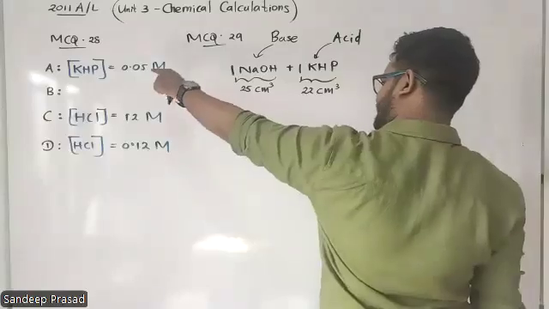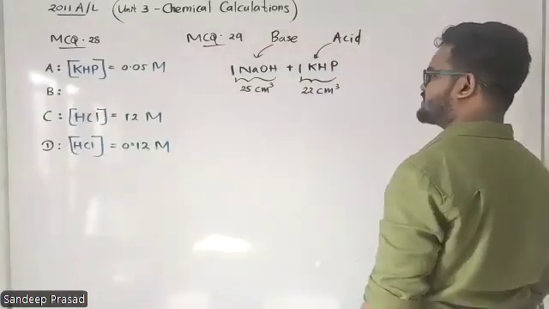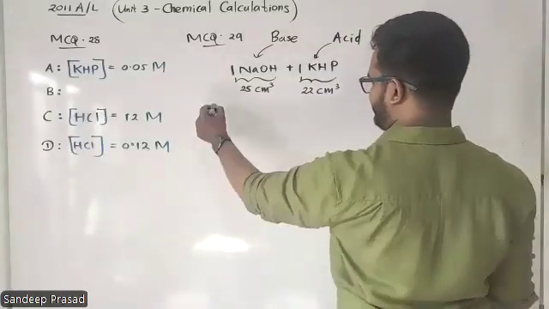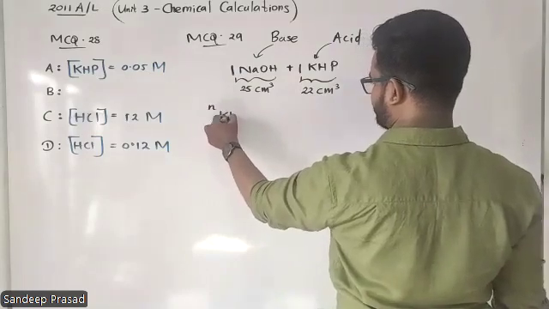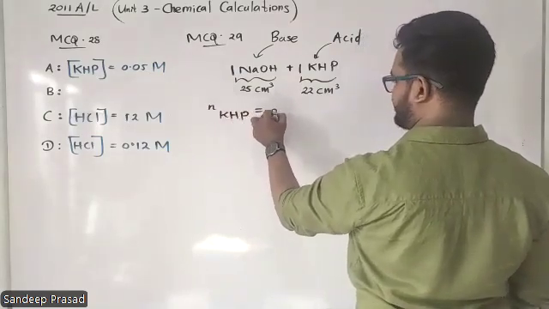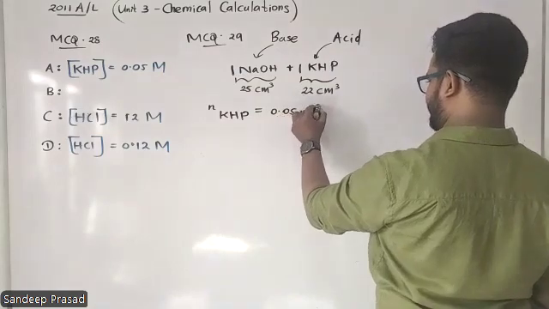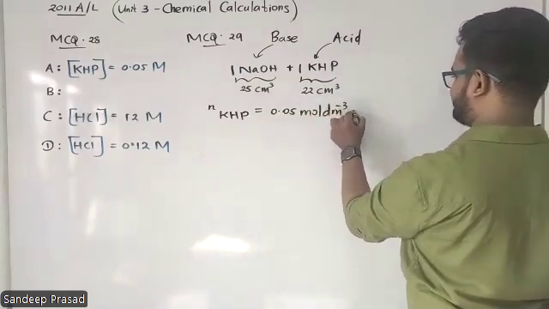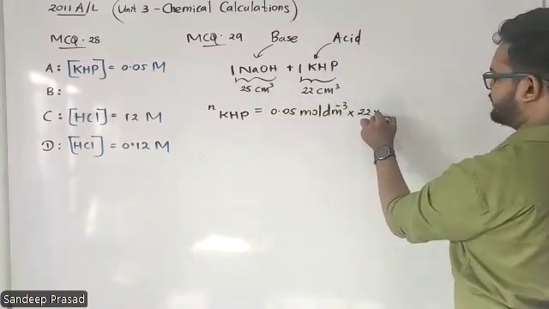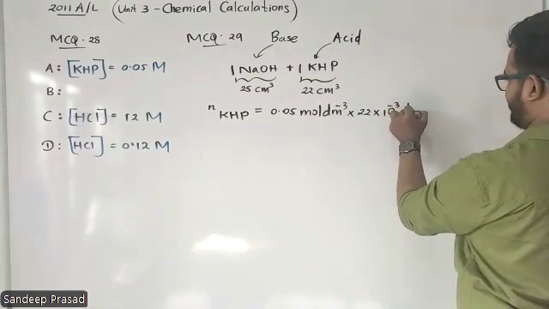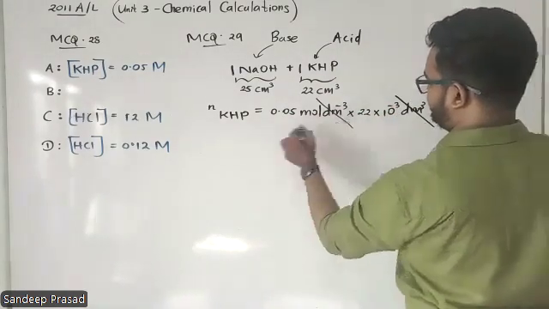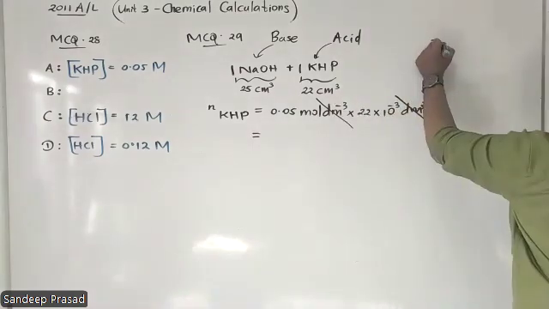Potassium hydrogen phthalate, the acid solution consumed, the volume is 22 cubic centimeter. We know that the molar concentration is 0.05. We calculate, and then we can find out the number of moles of potassium hydrogen phthalate: 0.05 moles per cubic decimeter multiplied by 22 into 10 to the power minus 3 cubic decimeter. Cancel. 22 multiplied by 5.